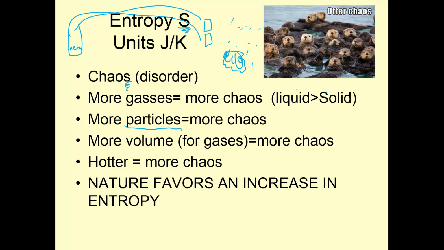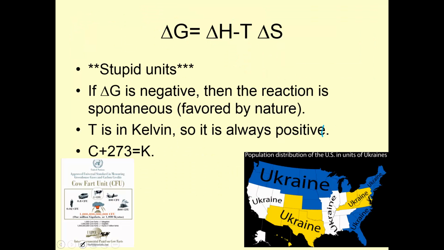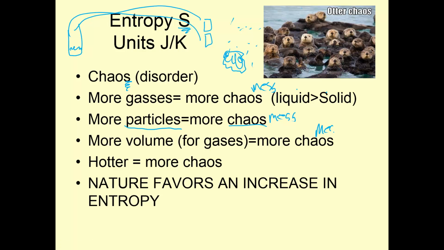More particles makes more chaos. Chaos is a mess. If you have more volume for gases, it's more chaos, more of a mess. Hotter is more chaos, more of a mess, and the reason why hotter is more chaotic is that it scrambles, or you can say shuffles more.